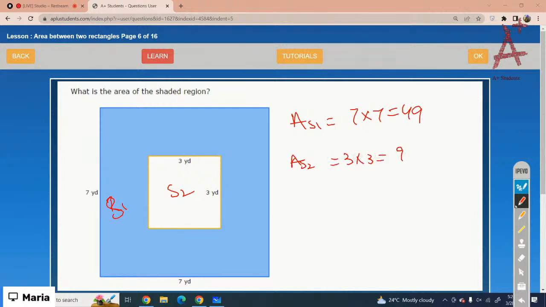That would be 9. So you need to calculate the area of just the blue region. You need to exclude the white one. Got it? It would be the area of square 1 minus the area of square 2. It would be 49 minus 9. That would be just 40. Got it, everyone? So the correct option is 40.